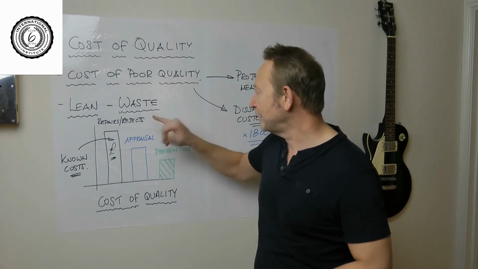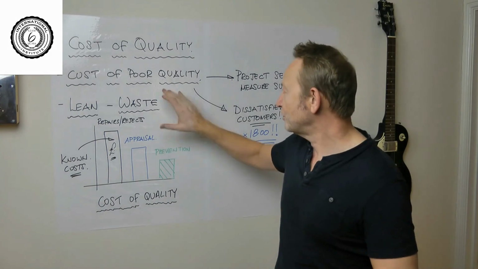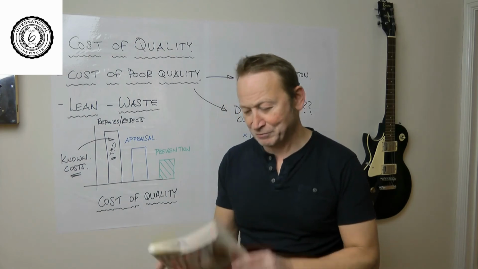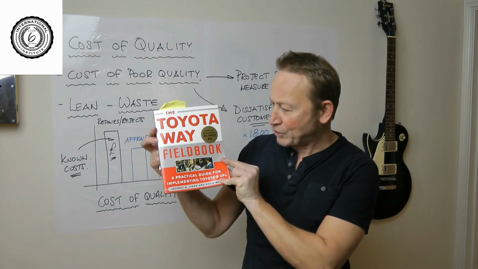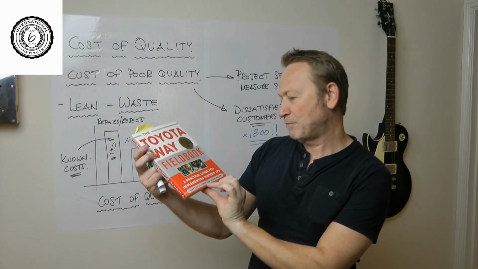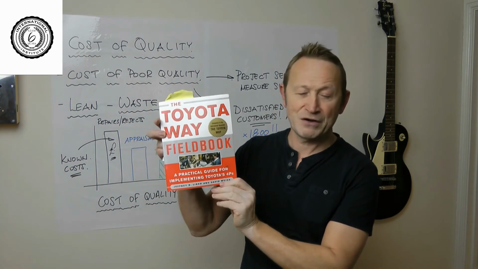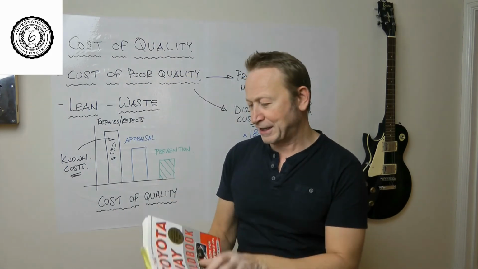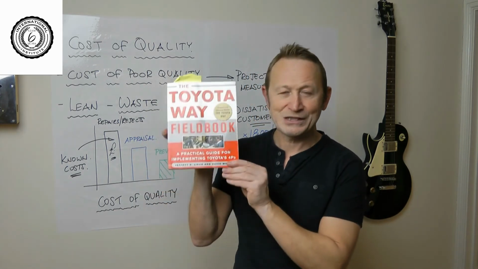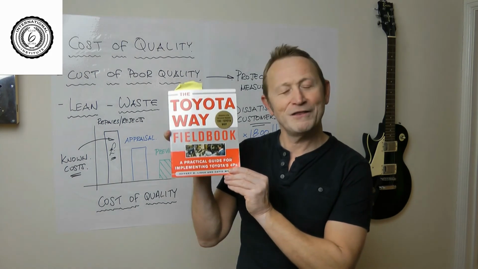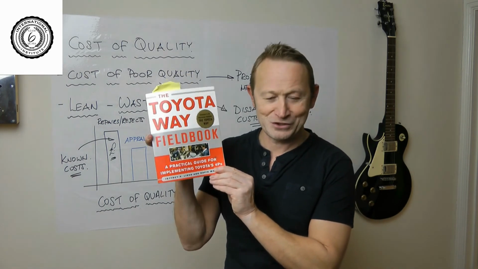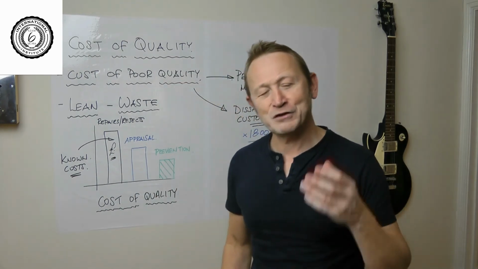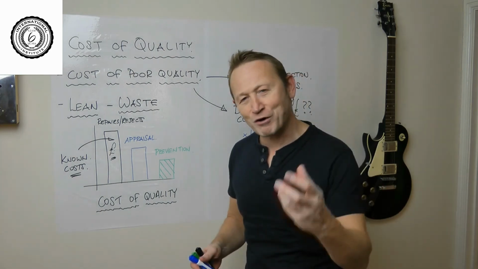Okay, so Lean, what Lean does is it doesn't go after money. If you want advice, by the way, on the best way to implement some Lean techniques, the Toyota Way Field Book by Jeff Liker and David Meier. The Toyota Way Field Book, that's my favorite Lean textbook. In it, one of the things they talk about, don't go and work out the amount of money that you're going to save or not save from each Lean implementation that you do. If you do that, you'll do the wrong things at the wrong time.